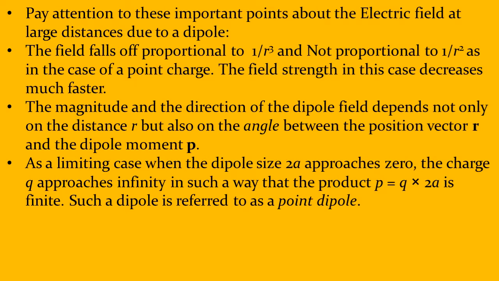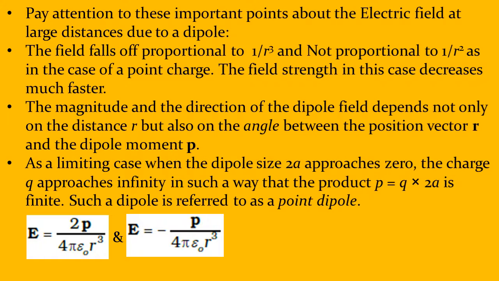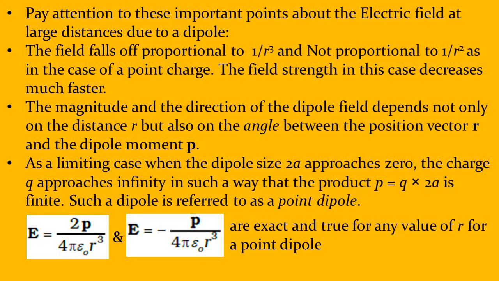So the electric field due to a point dipole, both on the axis as well as on the equatorial plane, is again given by the formulas which we have just seen. They are true for any value of r for a point dipole.